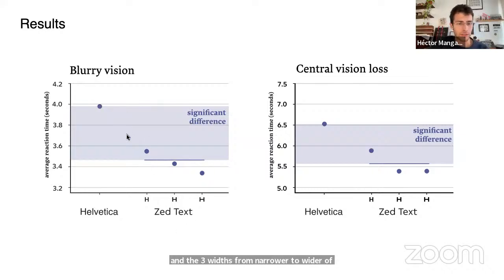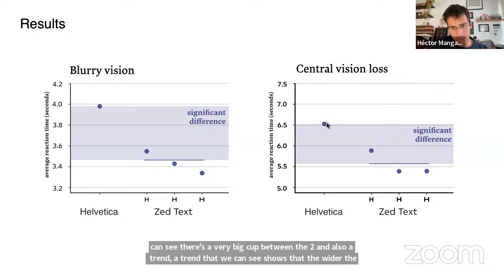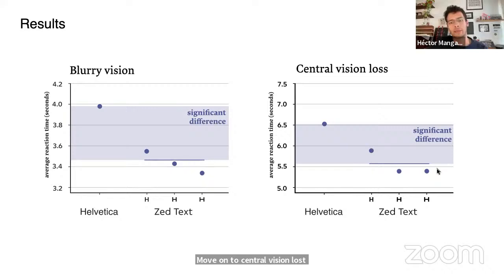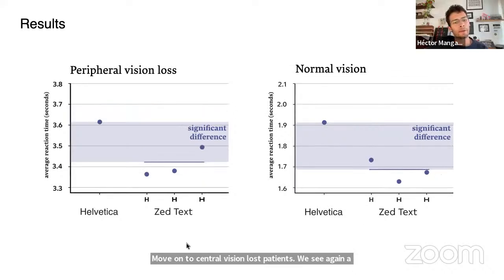And here, as you can see, there's a very big gap between the 2, and also a trend that shows that the wider, the better, at least for this group, right? If we move on to central vision loss patients, we see, again, a big gap and also a trend within these. And for the other group that we were looking at, the peripheral vision loss patients, we see the same gap with the reaction times, and three different averages for the typeface we were researching.